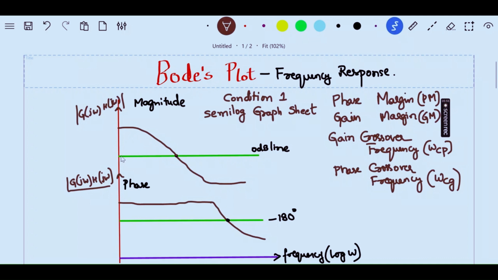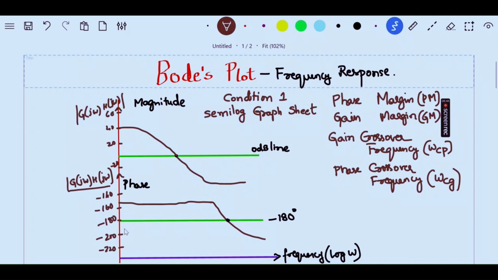Normally, the reference line is always 0 dB. Above that, we take 20, 40, 60, and so on, whereas below, we take minus 20, minus 40, minus 60, and so on. That is how we consider the magnitude plot. When we take the phase plot, the reference point is always minus 180. Above it, with a 20 difference, it can be minus 160, minus 140, and so on, and below it will be minus 200, minus 220, and so on. This is how we do the phase plot.